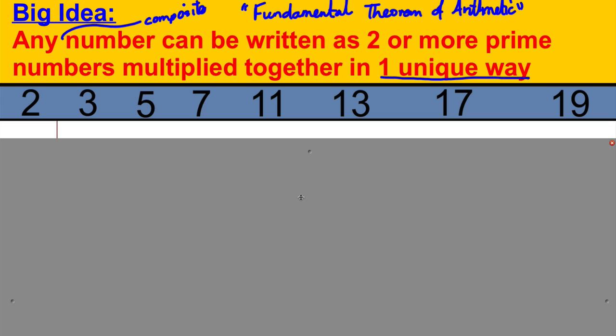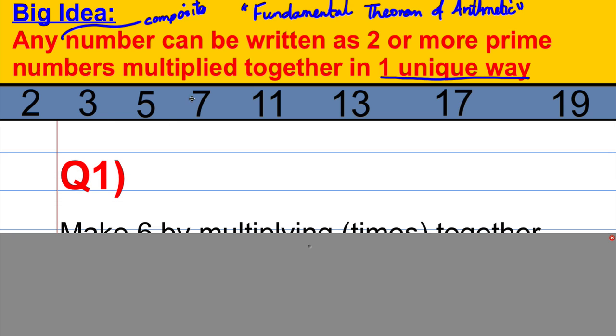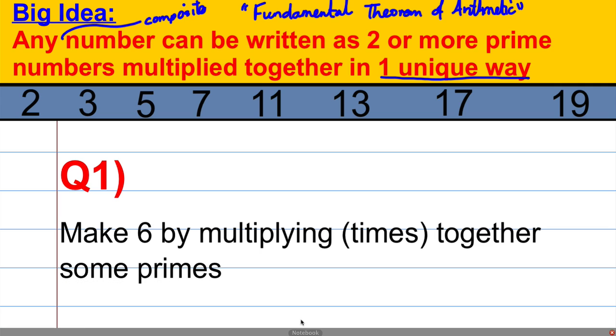So I'm going to give you a question to show you what I mean. I've written the primes here: 2, 3, 5, 7, 11, 13, 17, and 19. And here's my question to you. Can you make 6 by multiplying together some of the primes above? As many as you want, 2, 3, 4 or more. Can you make 6? In 5 seconds, I'll show you the answer.